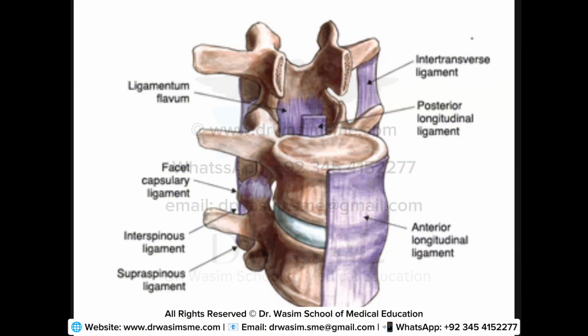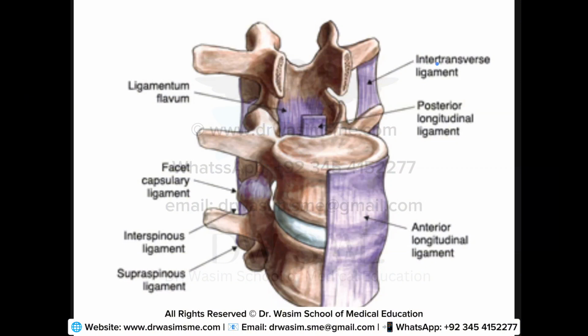So again, we will see which are the ligaments. Here we have the anterior longitudinal ligament, which is present on the anterior aspect of the body. Similarly, on the posterior aspect of the body is going to be the posterior longitudinal ligament. And then this is the spinal canal area. At the back of it is going to be the ligamentum flavum. And then these ligaments are present between different areas.